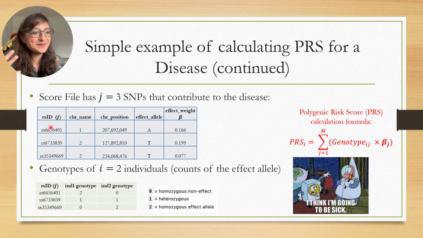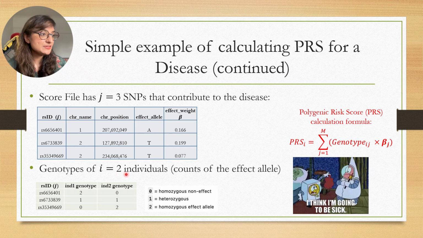This one, and this is just a toy example, is on chromosome 1 at this position here, and the effect allele is an A. Usually we would also have another allele, like a non-effect allele, but just for simplicity I've put the effect allele here. For the disease, it has this weight, which is what it contributes towards the sum, towards the polygenic risk score. And this is another SNP on chromosome 2. These other 2 are on chromosome 2 at different positions, and they're both a T. You can see this one has the largest contribution to the disease, and this one has the smallest.